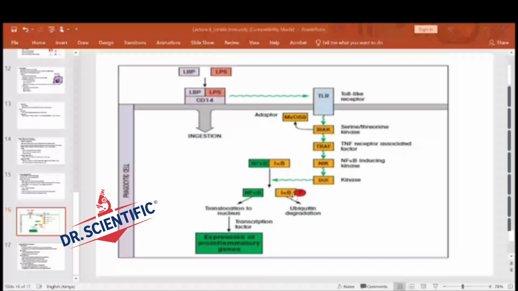Valerie, Lloyd, you can answer it so that we save a bit of time. Lloyd? Sorry? Gram negative. Valerie, what are you saying? It's gram negative.